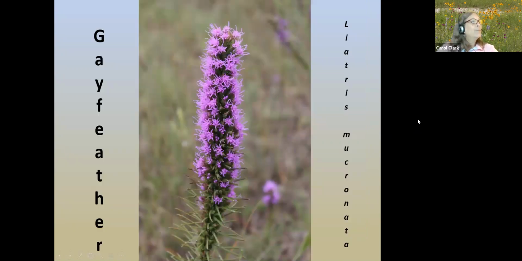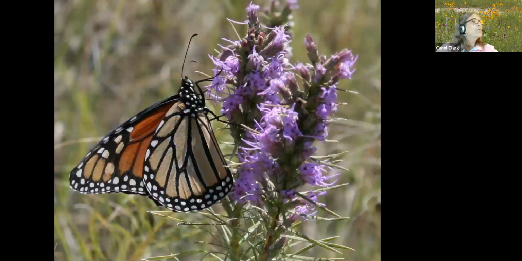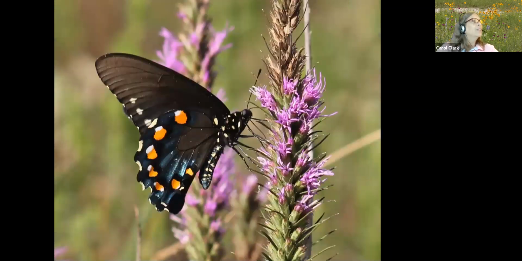Gay feather, our prairie gay feather in this area is Liatris mucronata, and it does tend to bloom right when the monarchs come through at the end of the summer, early fall. Beautiful plant that serves our native bumblebees. It serves our monarchs. It serves all kinds of other great butterflies, including this pipevine swallowtail. And it is one of our sort of premier nectar plants for fall creatures.